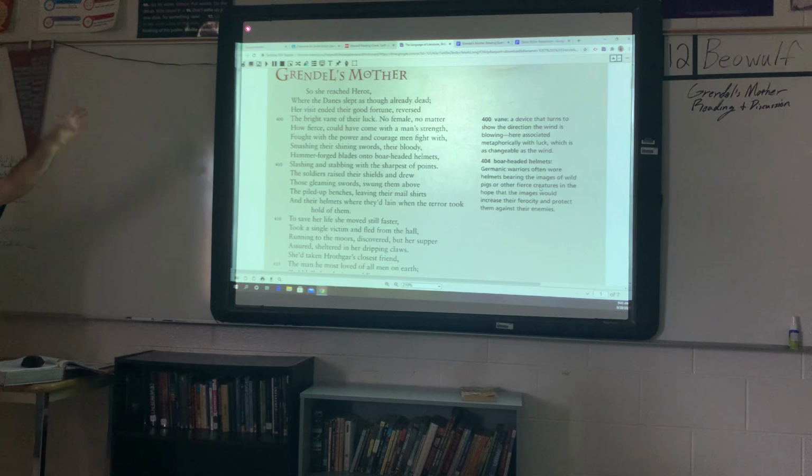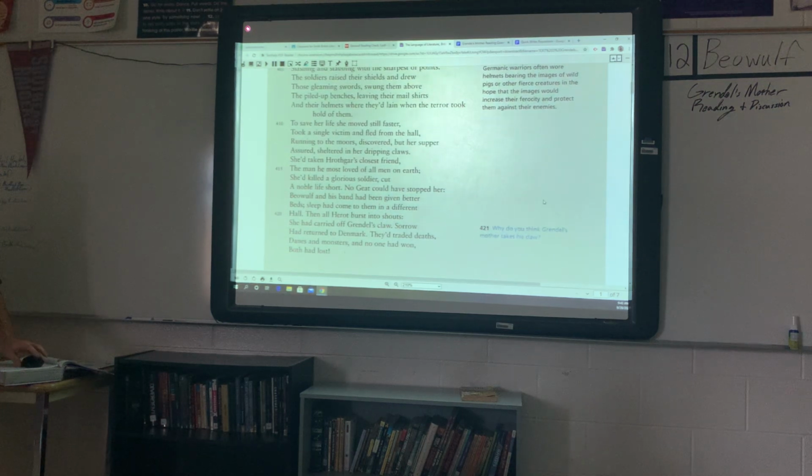All right. So she goes up to Heorot. She finds the Danes, they're asleep. As they go through it, she just demolishes everything. But she only gets one person. But the person she gets is pretty darn important. It's Hrothgar's best friend, his closest friend.